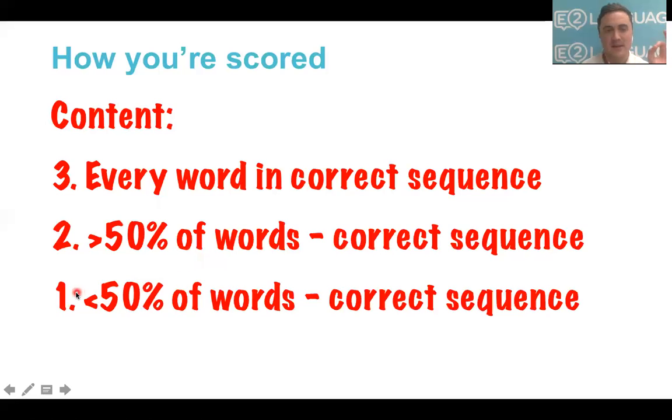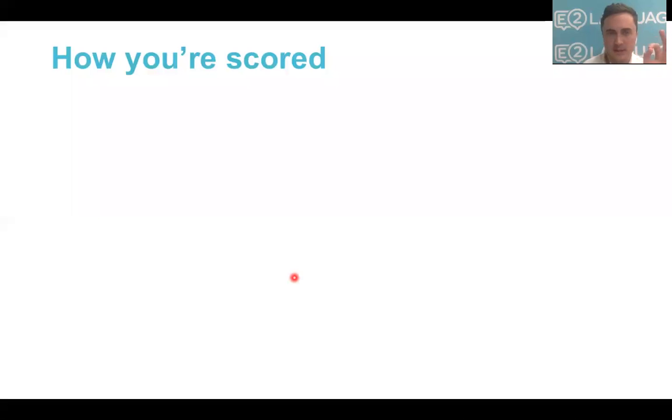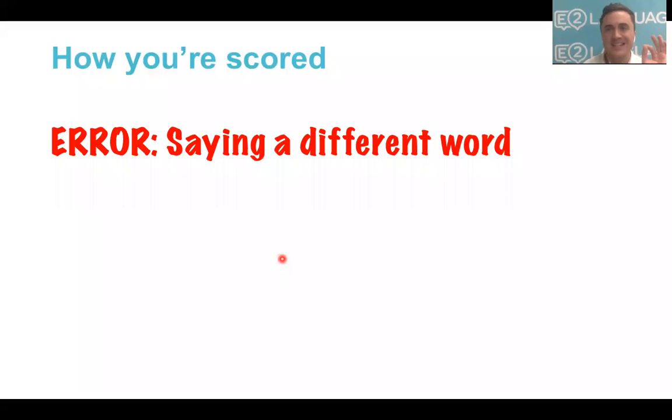If you get less than 50% of the words, so say the sentence has 10 words and you get 4 of them in the correct sequence, you'll get 1 point. And you'll get 0 if you sit there and go, I have no idea. Okay, now let's look at content in more detail, because it's in content where you get errors.